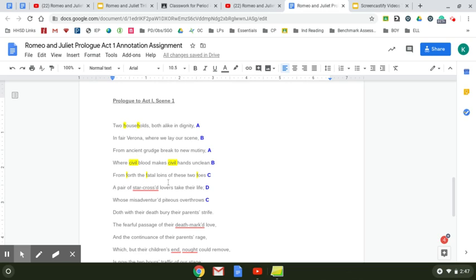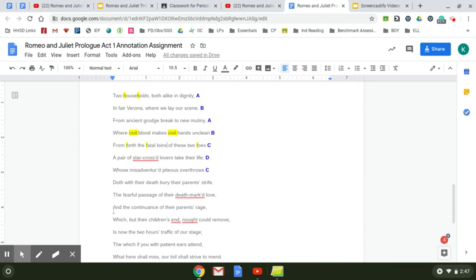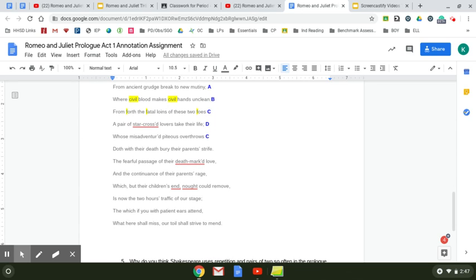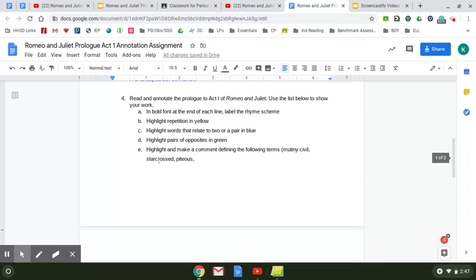A pair of star-crossed lovers take their life, whose misadventured piteous overthrows doth with their death bury their parents' strife. The fearful passage of their death-marked love, and the continuance of their parents' rage, which but their children's end naught could remove, is now the two hours' traffic of our stage. To which if you with patient ears attend, what here shall miss, our toil shall strive to mend.